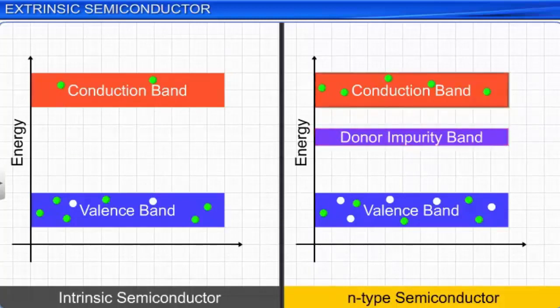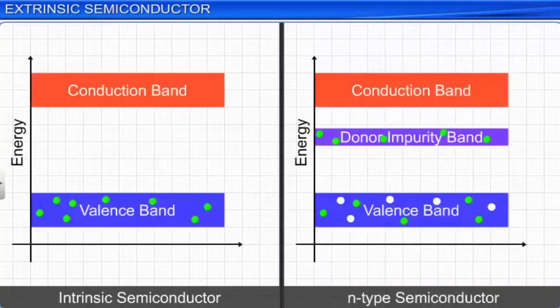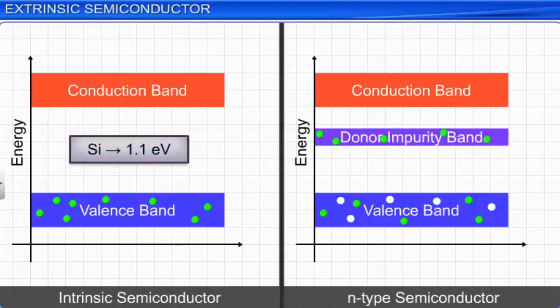For example, the energy required for an electron to jump from valence band to conduction band in an intrinsic silicon semiconductor is about 1.1 electron volt. If it is doped with a pentavalent impurity to a suitable level and converted to an N-type semiconductor, the energy required for an electron to jump from the valence band to conduction band reduces to 0.05 electron volt approximately.